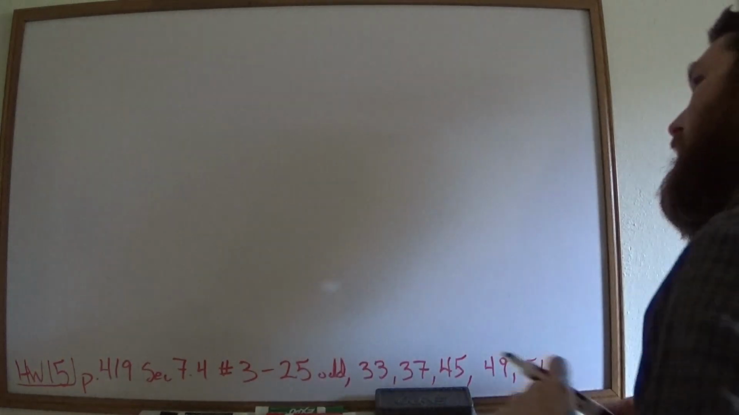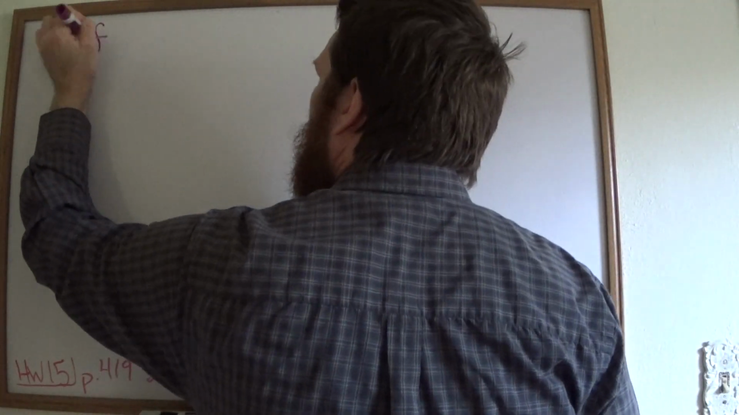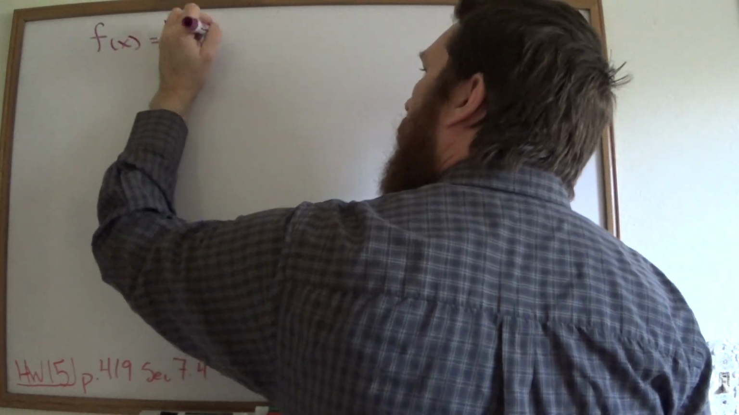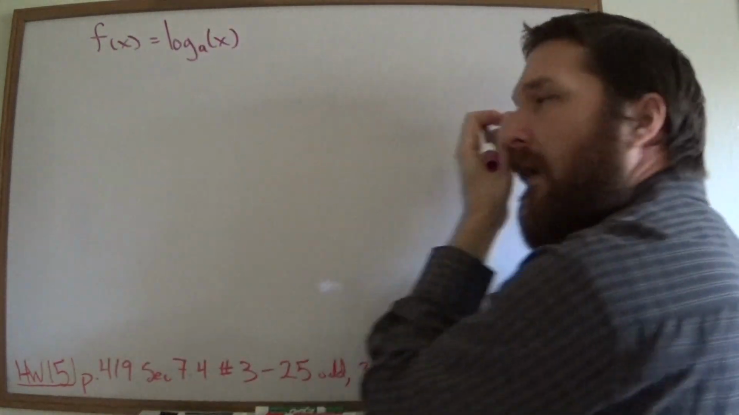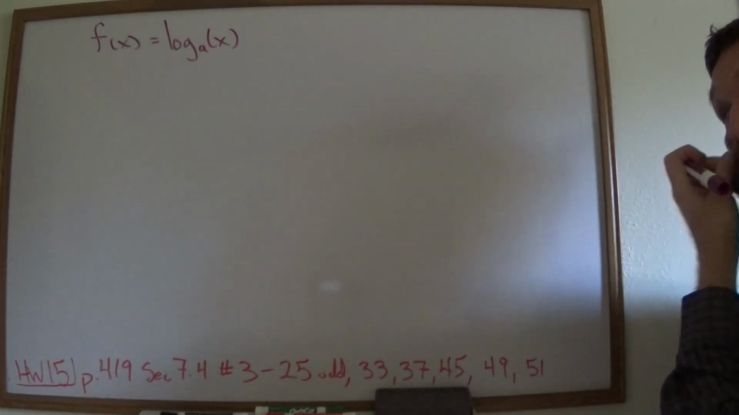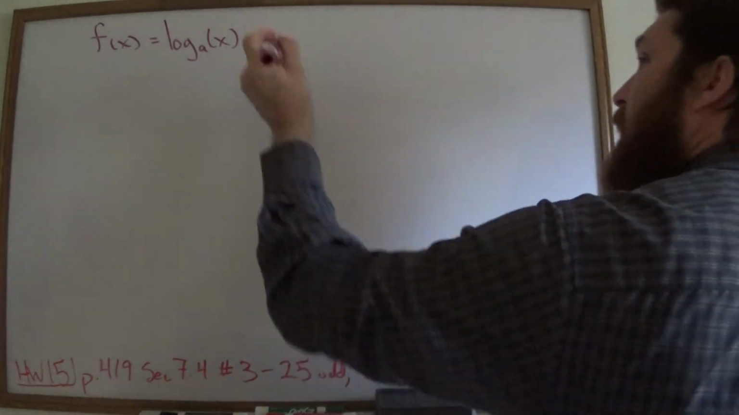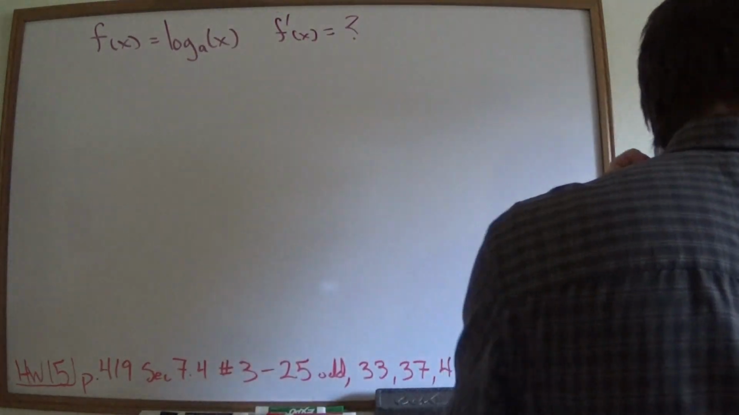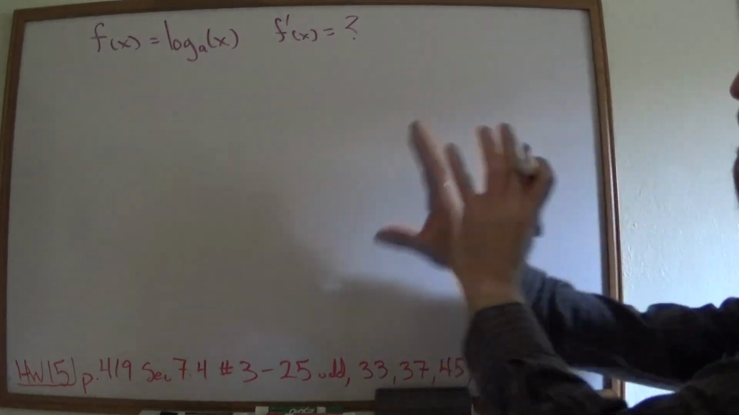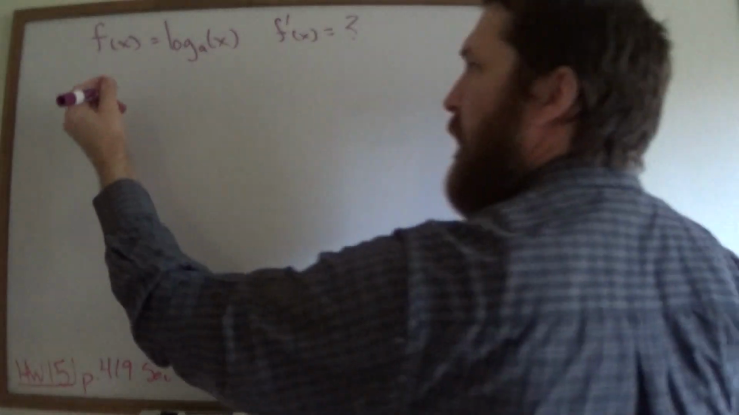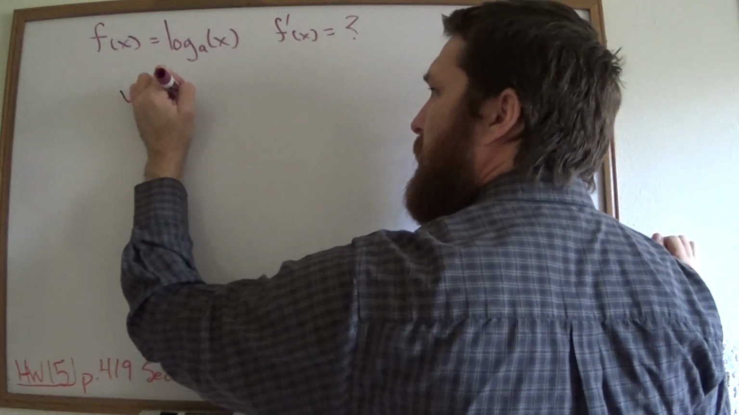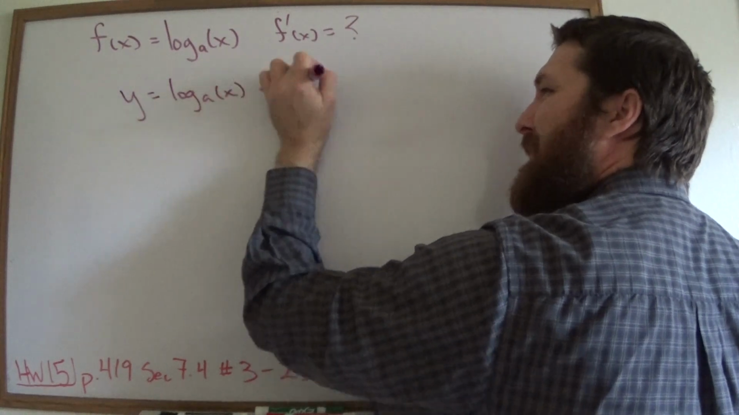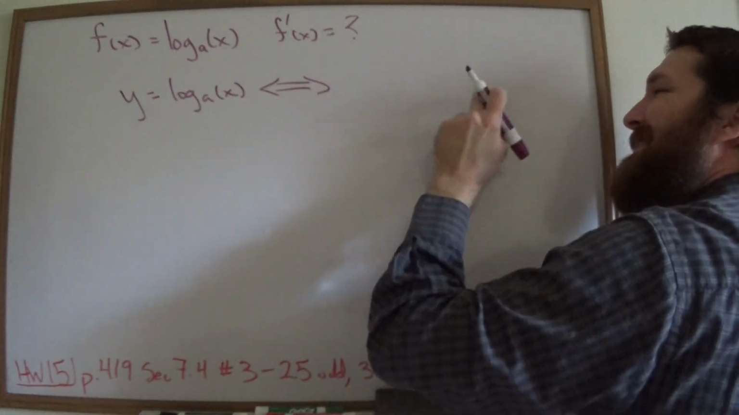So, we know how to deal with when f of x is natural log of x, but what if we have a log of a different base? So, we want to know what is f prime of x. That's my big question. And what we're going to do is say, okay, well, let's just use the definition of logs here. Say y is equal to log base a of x. That means the same thing as what? What to the what is equal to what?